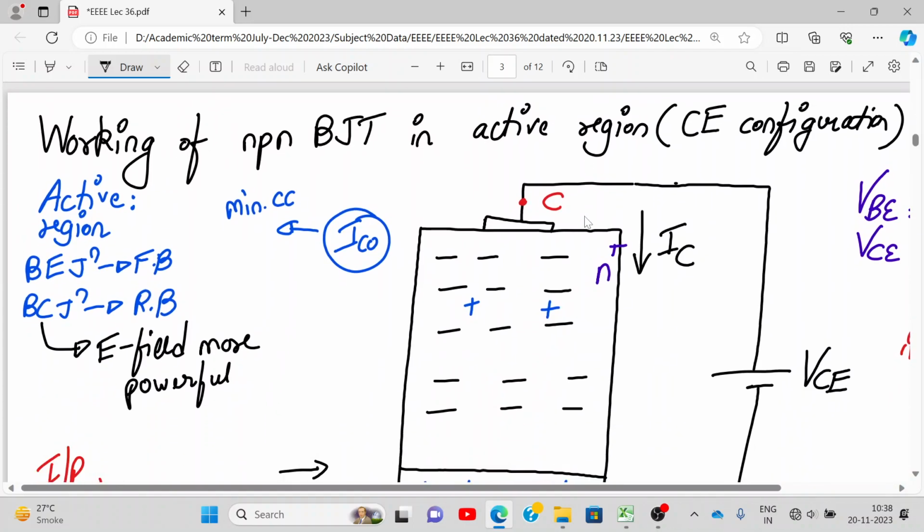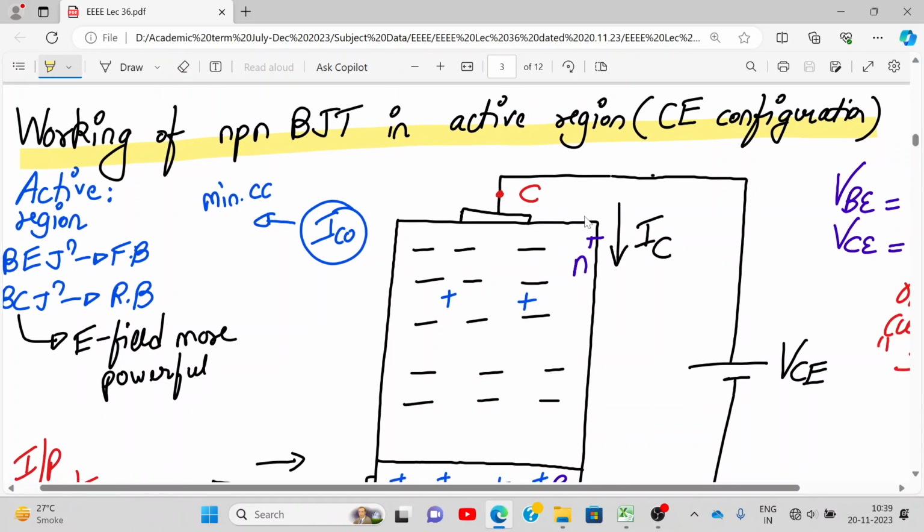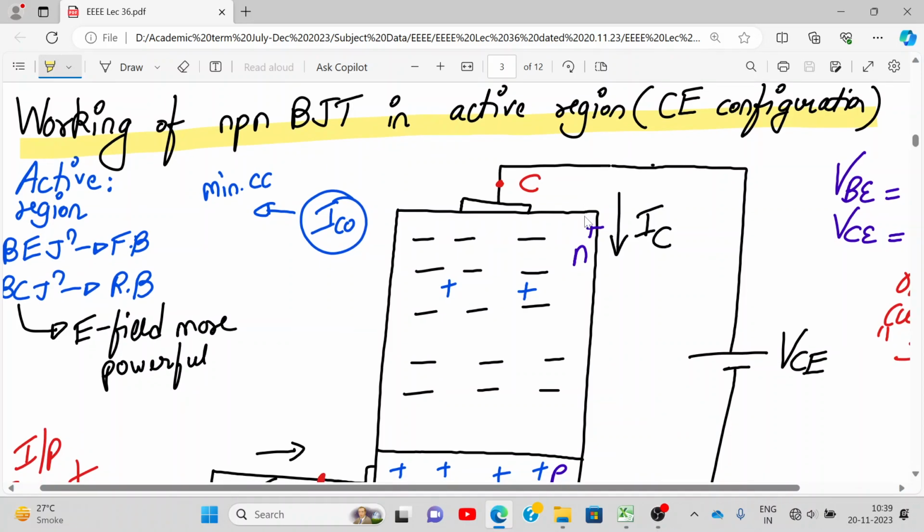Okay. Next, write down working of NPN BJT. This is very, very important. And we will use the common emitter configuration. Write down the heading as it is. Don't draw anything, don't write anything after the heading. I'll explain. After the explanation, you can draw the diagram. First, understand how this works.